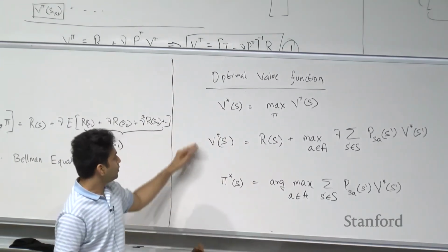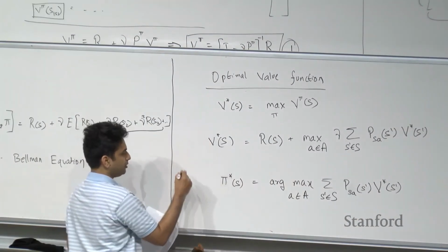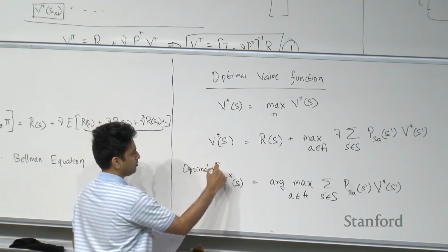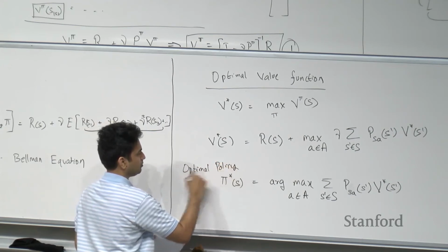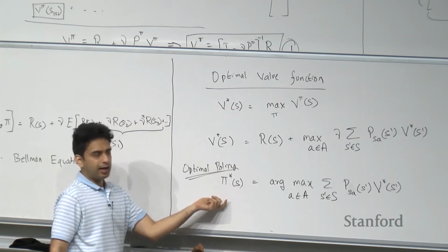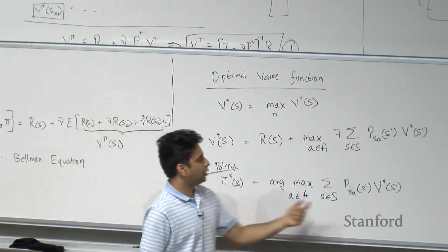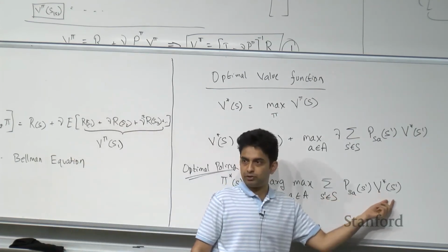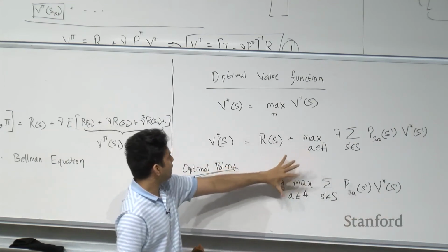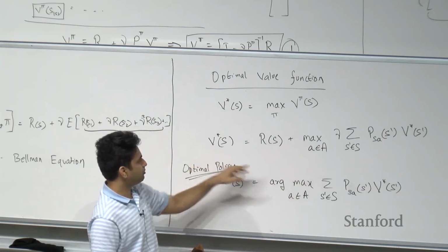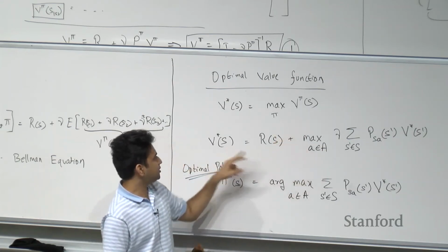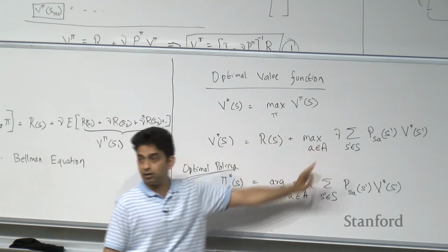So this is the optimal value function, and this is the optimal policy. The optimal policy is defined as the policy that will achieve the optimal value function for us. It achieves the optimal value function because we are using the exact same action at each state that's going to maximize the same right hand side.